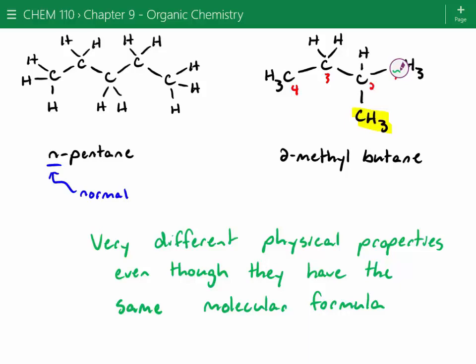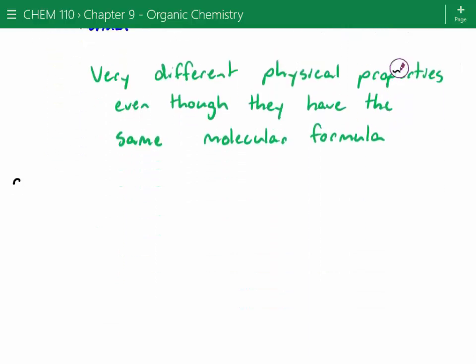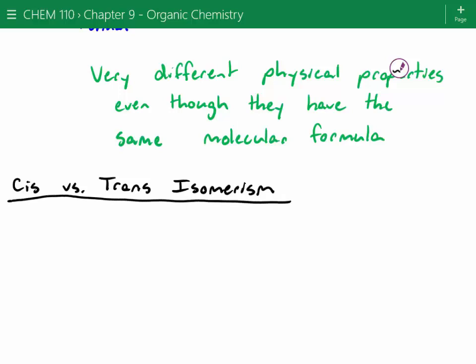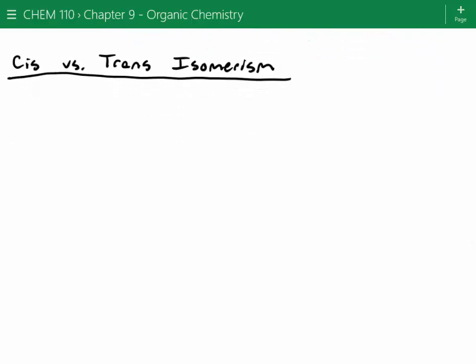All right, there's a couple different types of isomerism that I do want to talk about before we continue on, though. The next one is called cis versus trans isomerism. And these are very important. So let's take an example here. In this example, what we're going to have is 2-butene, and I'll help you guys draw this, but let's start with the suffix here.